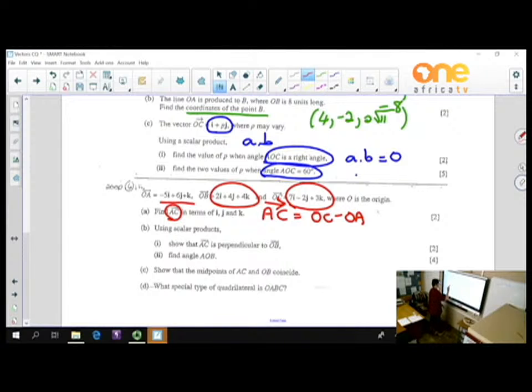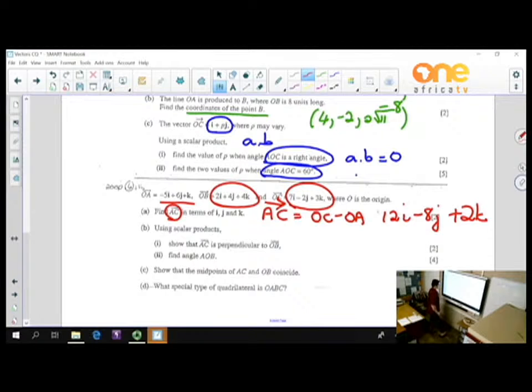So OC minus OA. 7 minus negative 5 is equal to 12i. And negative 2 minus 6 is negative 8j. And 3 minus 1 is plus 2k. That's right, plus 2k.